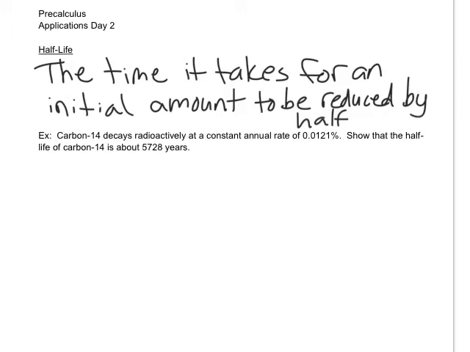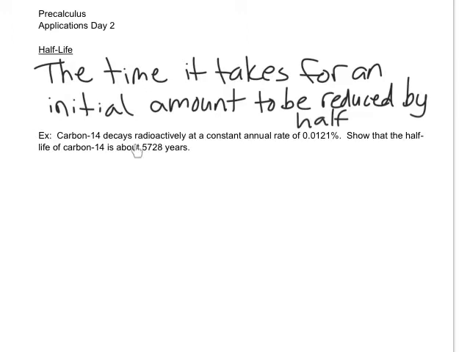So let's do an example. We have carbon-14. It decays radioactively at a constant annual rate of 0.0121%. So we lose a teeny tiny bit every year. We want to show that the half-life is about 5,728 years. So it takes 5,700 years for a specific quantity to be reduced to half its size.